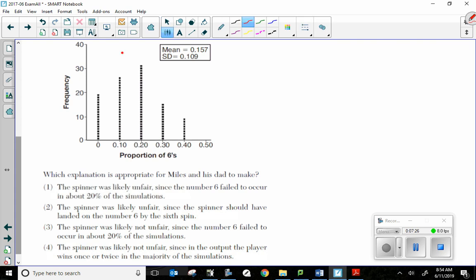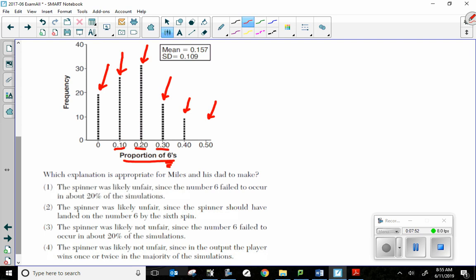10% of the spins land on 6s, count here. 20% of the spins are 6s right here. 30%, because that's where I'm getting these: 30%, 20%, 10%, 40%, 50%, 0%. The proportion of 6s, and that's what Miles needed to win, the 6. So which explanation is appropriate for Miles and his dad to make?